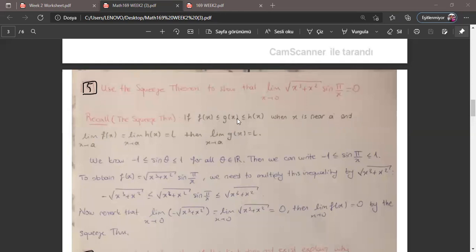So if you have three functions with this condition and this one, you can conclude by the theorem that the limit of g, the limit of the function in the middle, is the same as these ones. So we're given this function, and we will find its limit. We want to say that its limit is equal to 0. If we want to apply this theorem, we need to find two functions, f and h.